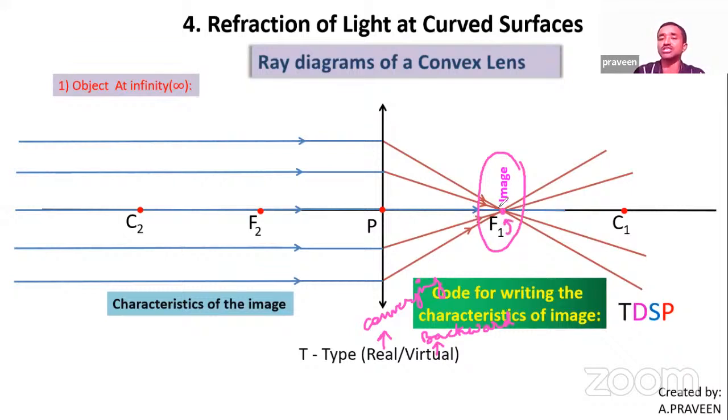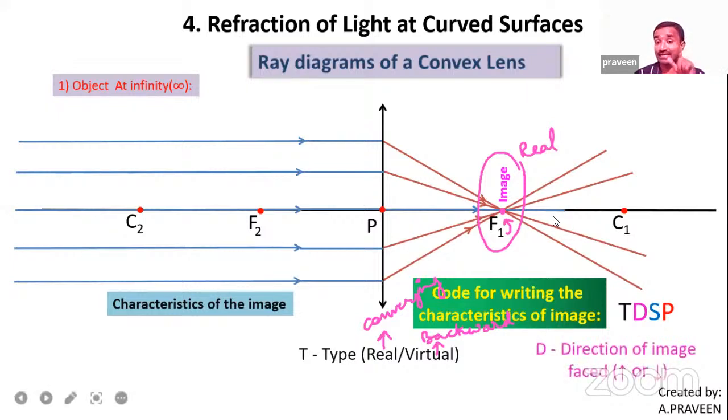So this image is real. This image is called real. Otherwise, if we go for backward light rays, we can call it a virtual image. So that is the first one, T. The next one is D.